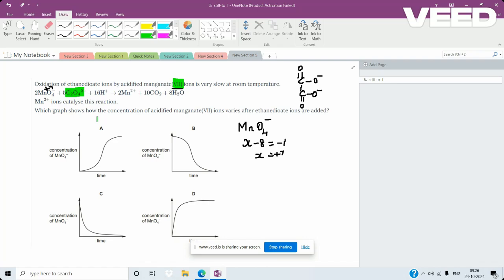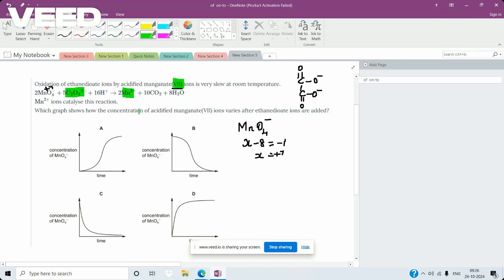Look at this here. The product is acting as an autocatalyst. So Mn2 plus is acting as an autocatalyst. So initially the catalyst will not be there because the product is not at all formed. So initially the reaction rate will be slow. Look at this. This graph shows that. Initially the reaction is somewhat slow.